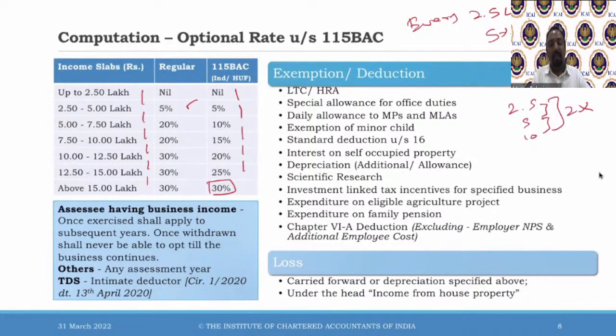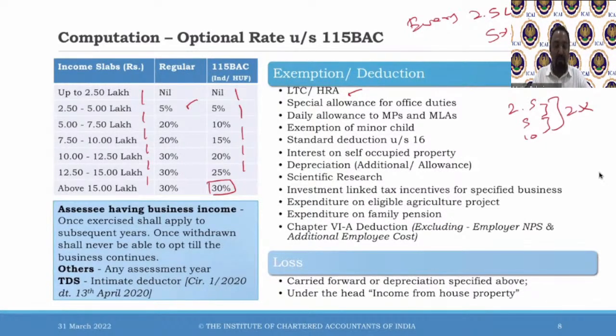Clear? Okay. Now, this benefit, this optional rate, as the word says, it is optional. But to claim this optional rate, there are certain things you need to forego. Certain exemptions or deductions are not available to you. What are those? Leave travel concession and HRA benefit. Leave travel concession, which is 2 years in a 4-year block, is not allowed. Your HRA, discussed in section 10, clause 13A, is not allowed. So you cannot claim HRA or LTC.